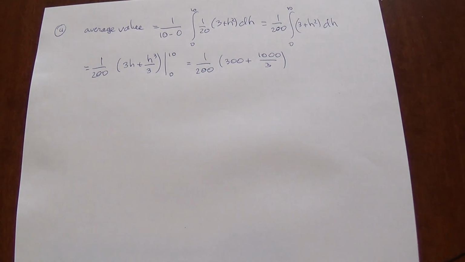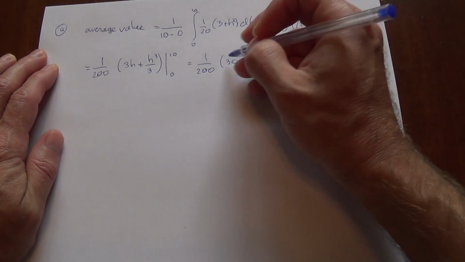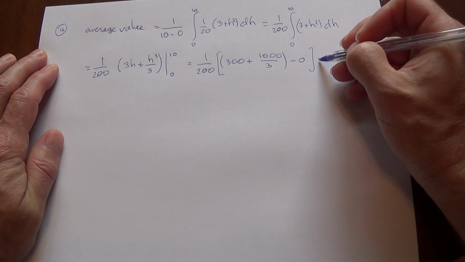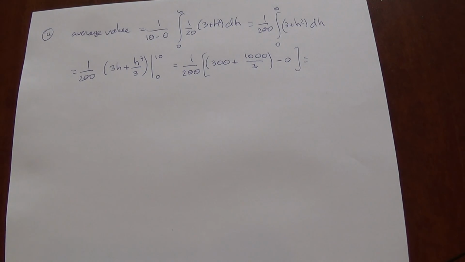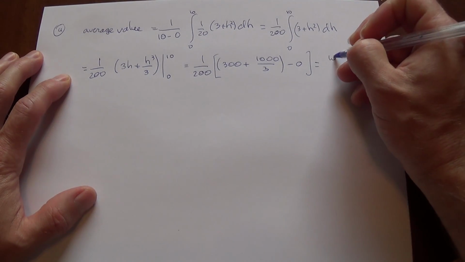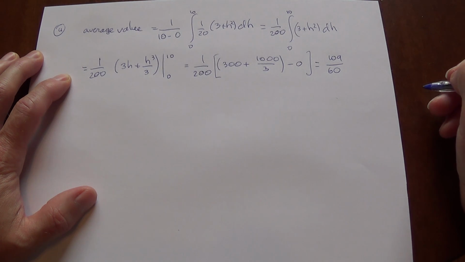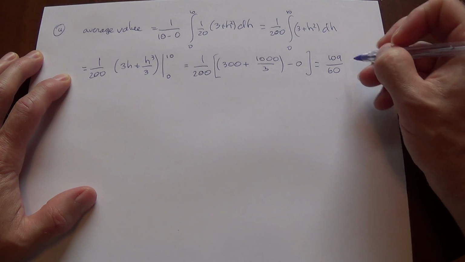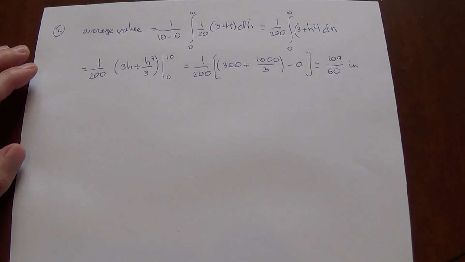That would be an acceptable format, but if you actually are going to do the math, let me write minus 0, just so we remember. If you actually simplify this, it is going to be 109 over 16. We don't have to show the units here, but the units will be inches since it's the radius, the average value of the radius.